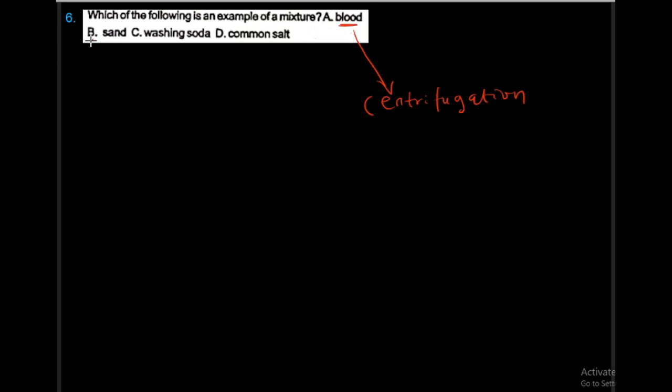So the next one here is sand. Sand is a single substance, it's not a mixture. Washing soda is a chemical substance. That's a chemical formula or a chemical equation. Common salt too is a single substance. It's also a chemical substance, sodium chloride. All right, so the only mixture we have here is blood.